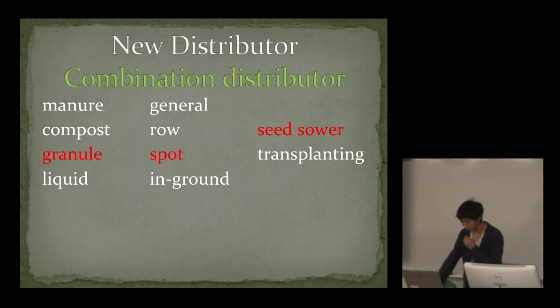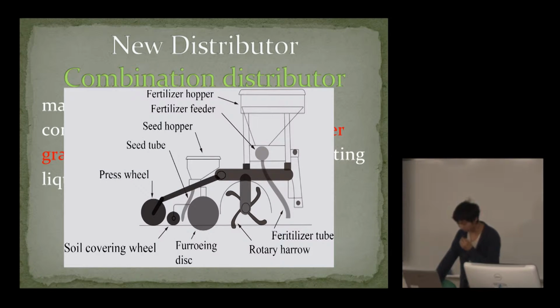Next is about new type distributors. First is combination distributor. These machines apply basal fertilizer simultaneously with other work such as transplanting or sowing. Fertilizer is granule, application is spot, and this machine can sow seed.